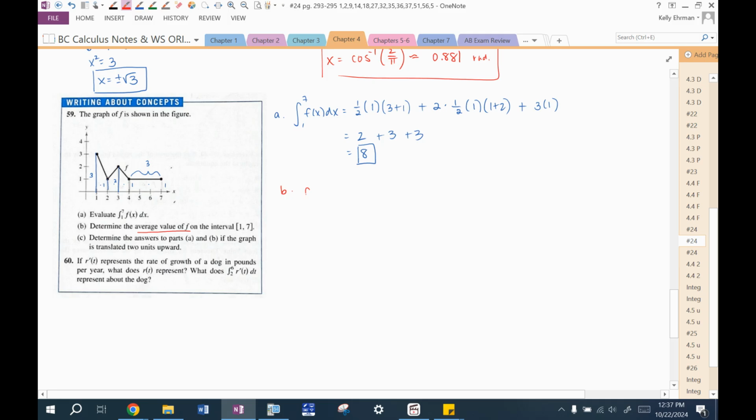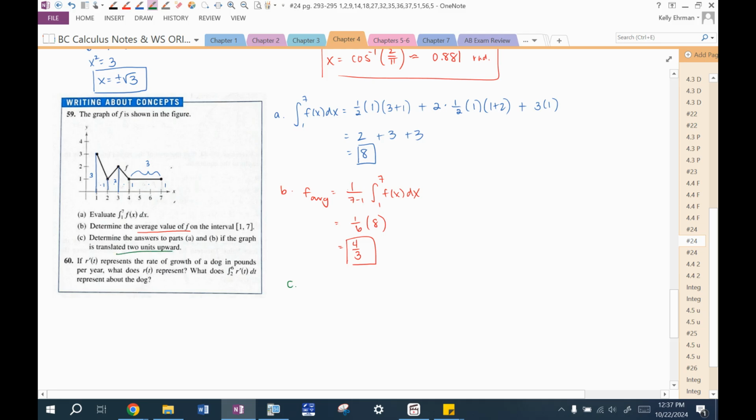So f average will equal 1 over 7 minus 1 times the integral from 1 to 7 of f of x dx. Now, I just found this answer, so don't do the math all over again, but this is 1/6 times 8, which was the answer I just got. That reduces to 4/3. That's the average value.